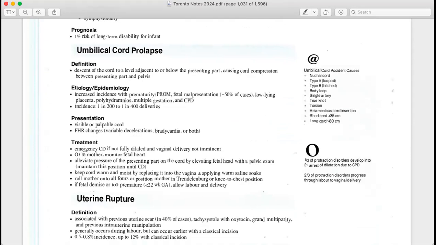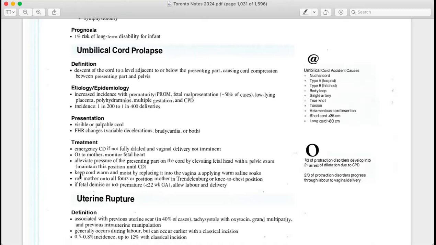Then treatment is basically emergency cesarean delivery right away. If not fully dilated, then vaginal delivery; if vaginal delivery is not done, then oxygen to the mother. Why is it important? Because in this condition, the mother is also compromised, so saving the mother is your priority. Oxygen to the mother, monitor the fetal heart rate, and elevate the presenting part of the body by elevating the fetal head with a pelvic exam.